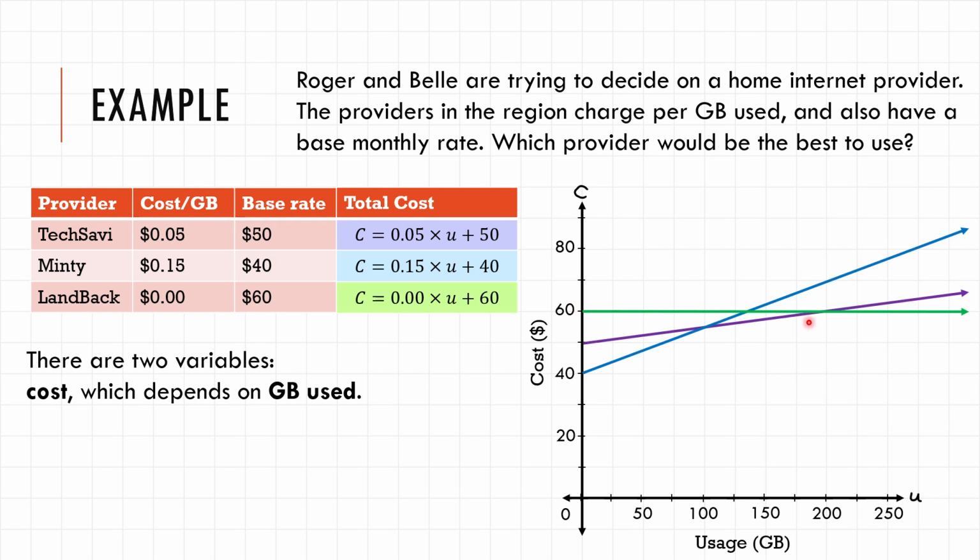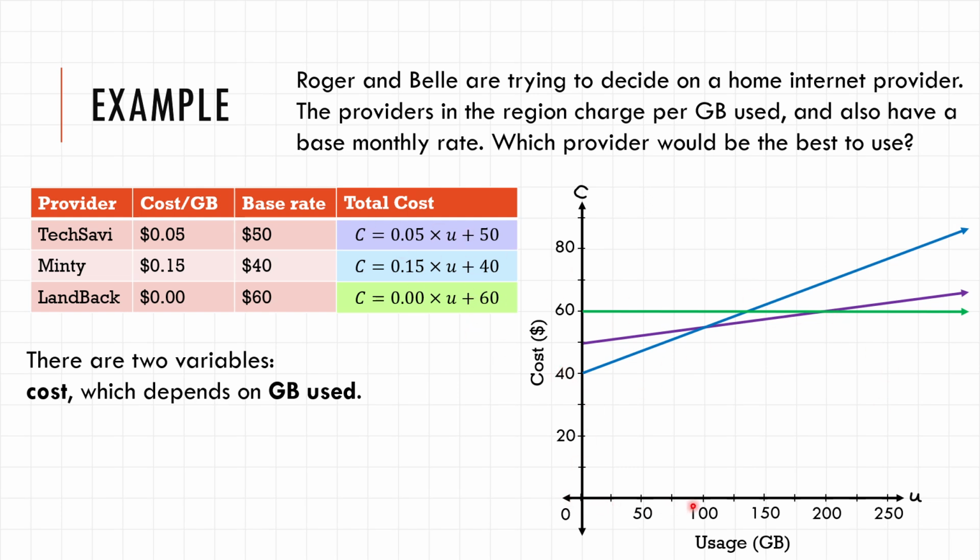It's not flat and horizontal like Landback. It increases at a slower pace, so it's sort of in between the two. How does this connect to points of intersection? In other words, how can systems of linear equations help us solve this problem? Well, let's look at all the places that these relations intersect each other.